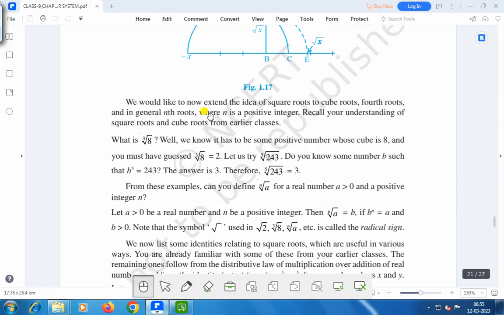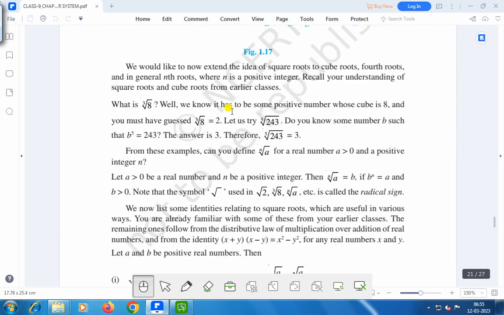We would like to now extend the idea of square root to cube roots, fourth roots and, in general, nth roots where n is a positive integer. Recall your understanding of square roots and cube roots from earlier classes. What is the cube root of 8? Well, we know that it has to be some positive number whose cube is 8, and you must have guessed that the cube root of 8 is 2.